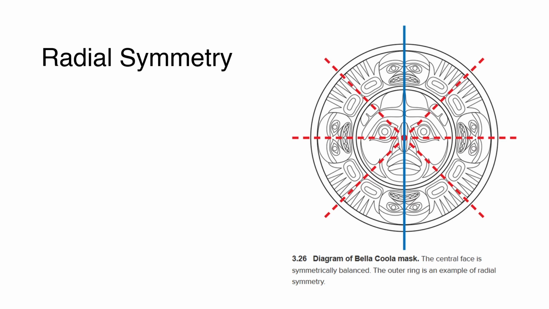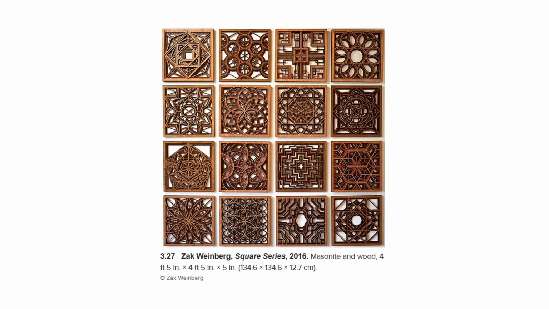Radial symmetry. With radial symmetry, lines and shapes are mirrored both vertically and horizontally, and the center of the composition acts as a focal point. For example, the center of the Bella Coola mask in figure 3.26 is symmetrically balanced. By contrast, the surrounding ring of faces and hands creates radial balance. Zach Weinberg's square series presents 16 variations on radial balance. Using a laser cutter, he was able to transform sheets of masonite and wood into a wide range of elegant designs.